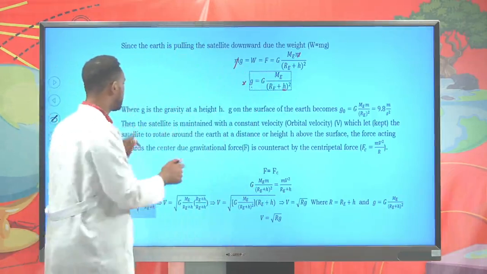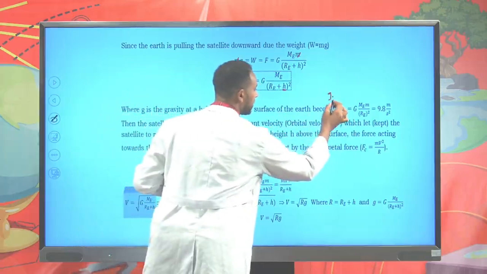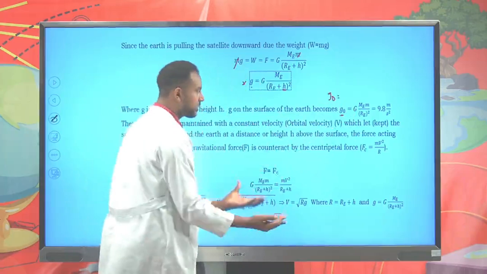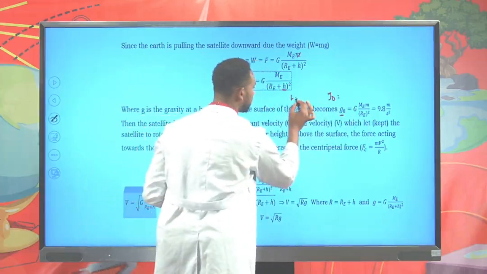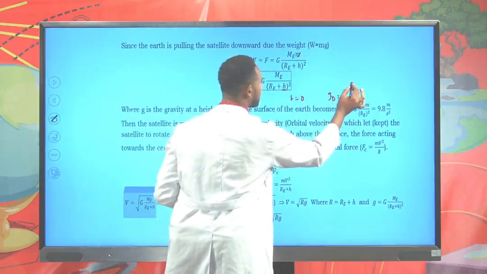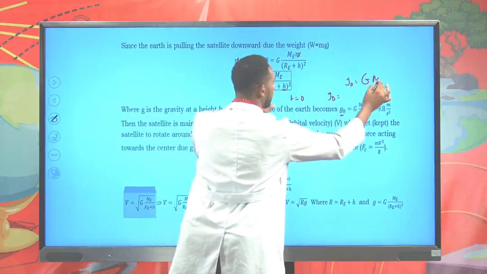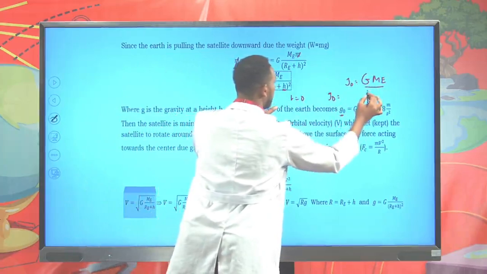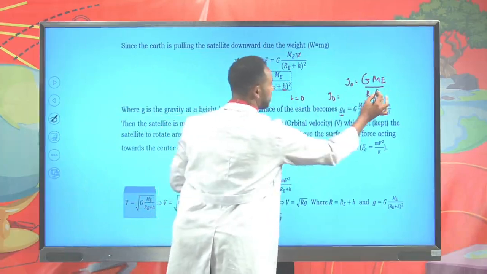Let's call it g naught, the original gravity. g naught is the gravity on the surface of the Earth. That means when h is 0, if you set h equal to 0, the only parameters you find for g naught are capital G, the mass of the Earth, over the radius of the Earth plus 0, the whole squared.